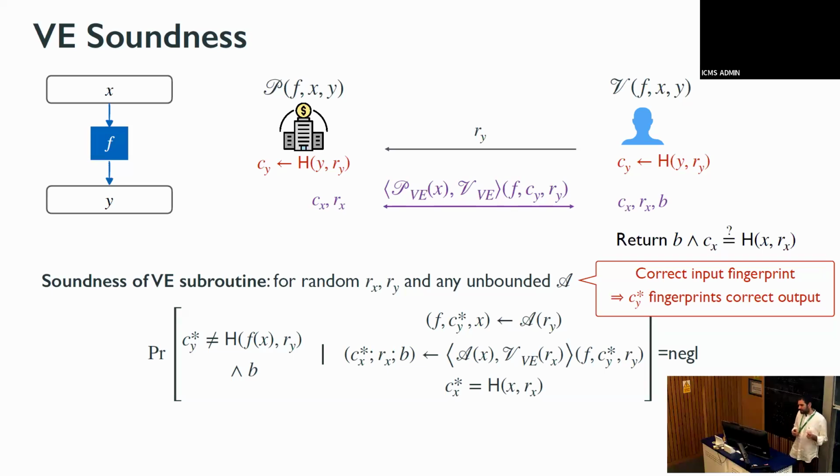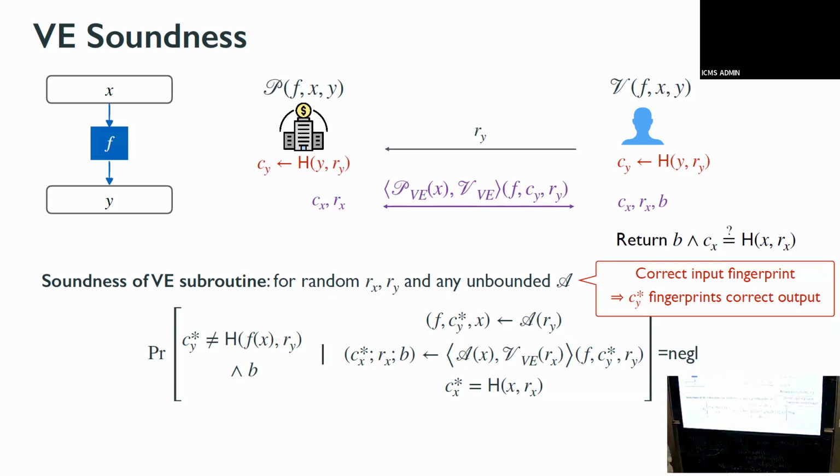Okay, so one interesting aspect before going to the example is that we can define a soundness notion for this subroutine. What does it mean that this subroutine is sound? The way we define soundness of a verifiable evaluation scheme is to say that for random Rx and Ry and any unbounded adversary A, what we want to evaluate is the probability that an adversarially generated output fingerprint C star Y is not the fingerprint of f of x when you accept in this proof, right?